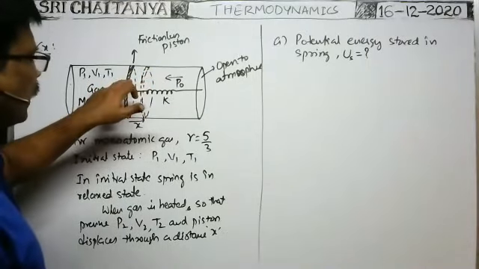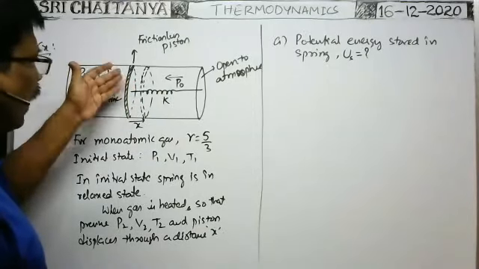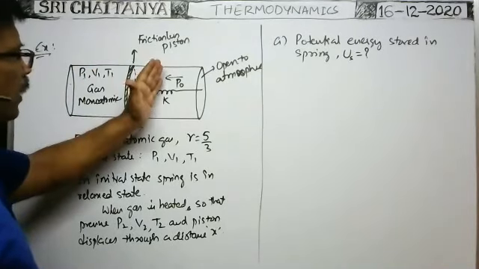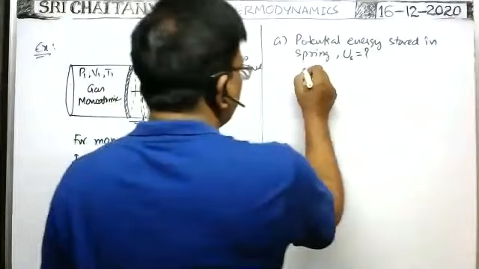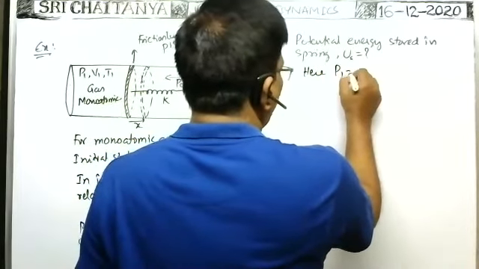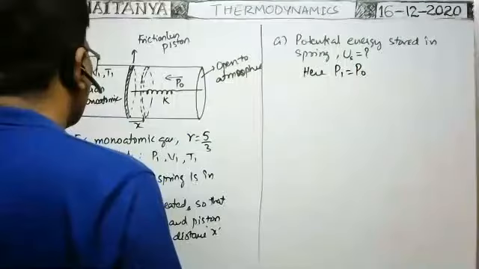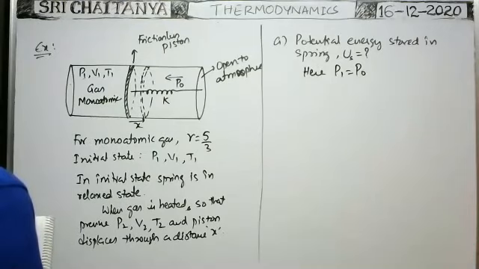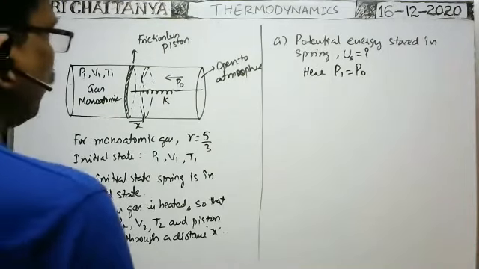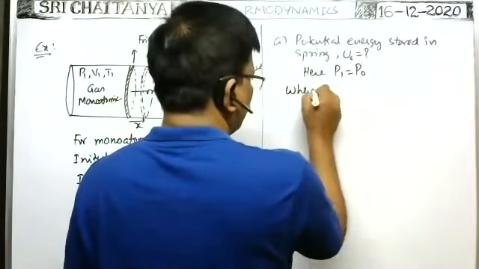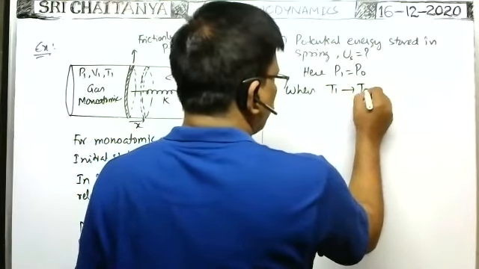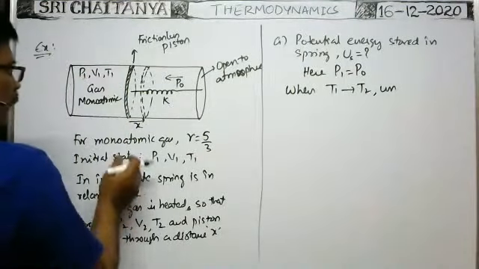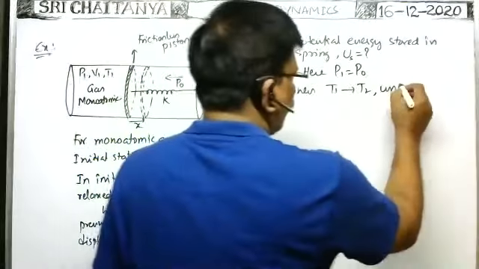From outside, atmosphere pressure acts. From inside, the pressure due to gas acts. As the piston is under equilibrium, definitely the pressure of the gas inside and the atmosphere pressure must both be equal initially. So here P1 is equal to P0. That information is given. Now when temperature is increased from T1 to T2 under equilibrium, the pressure increases to P2.